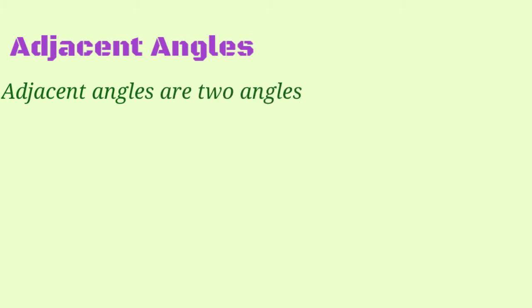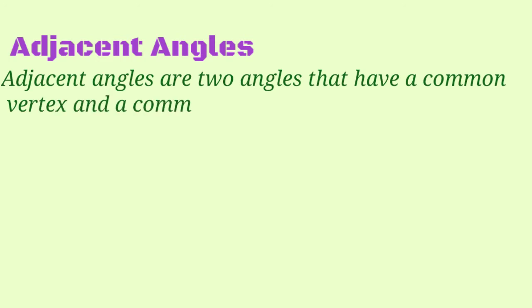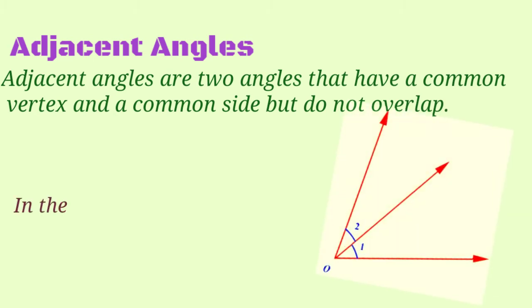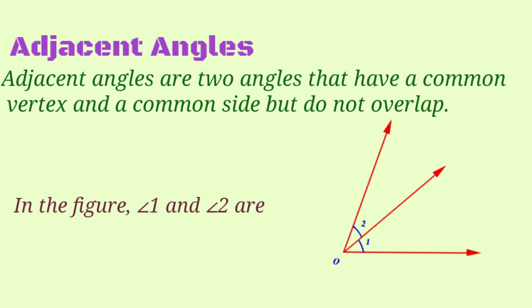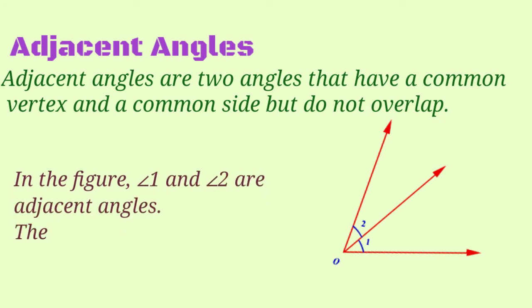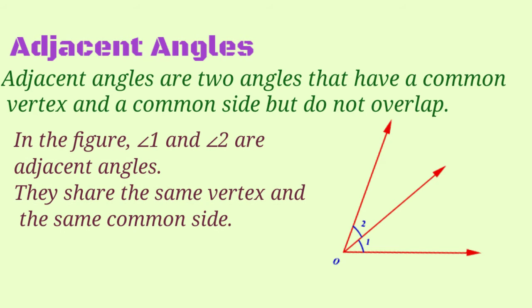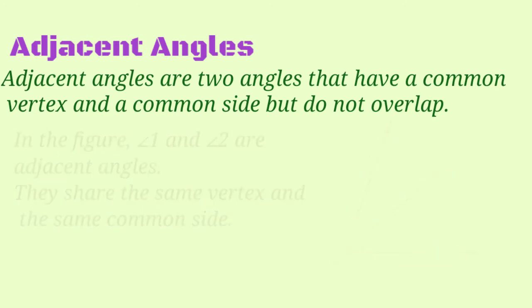What are adjacent angles? Adjacent angles are two angles that have a common vertex and a common side, but they do not overlap. See the example here. In the given figure, you can see angle 1 and angle 2 are adjacent angles. They share the common vertex O and they have one common side. In the middle of the figure, you can see one ray. This line is the common side.